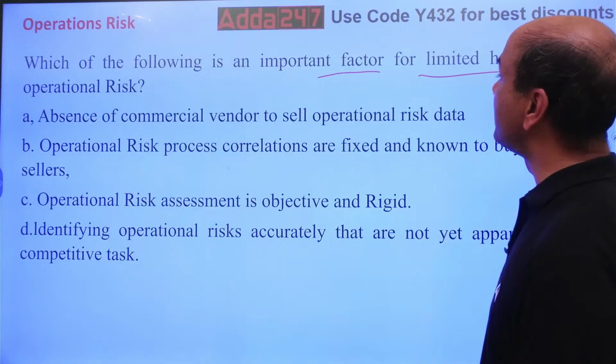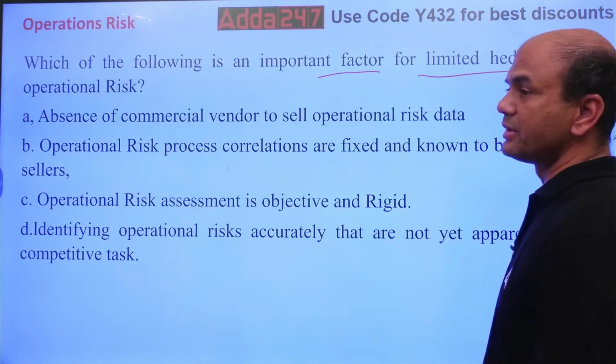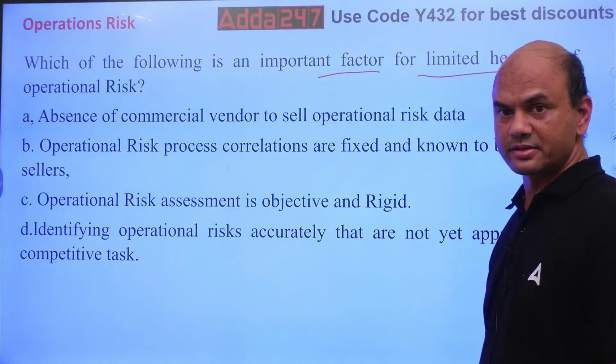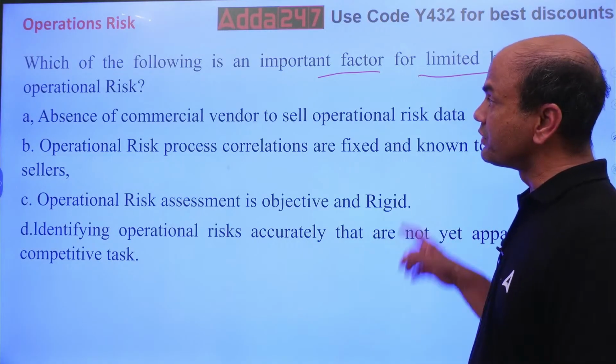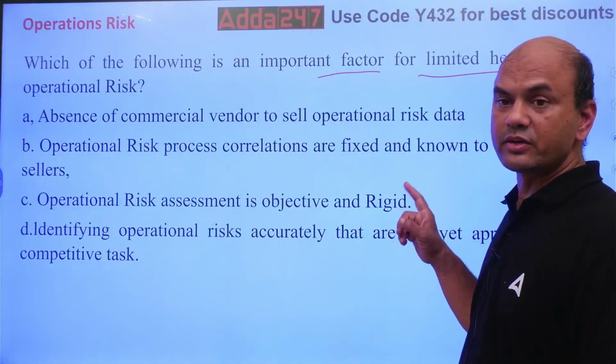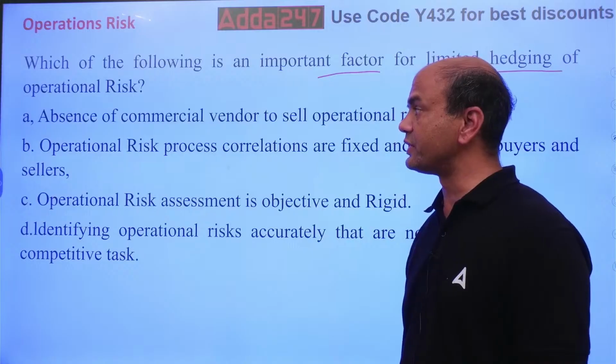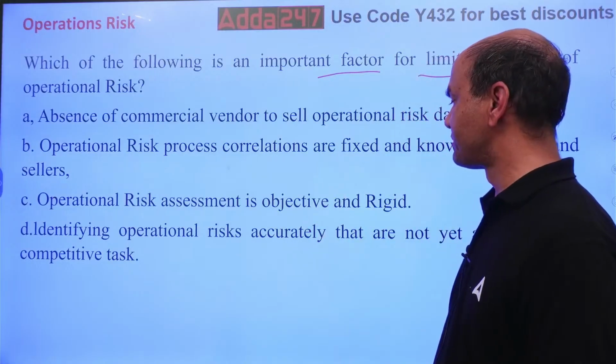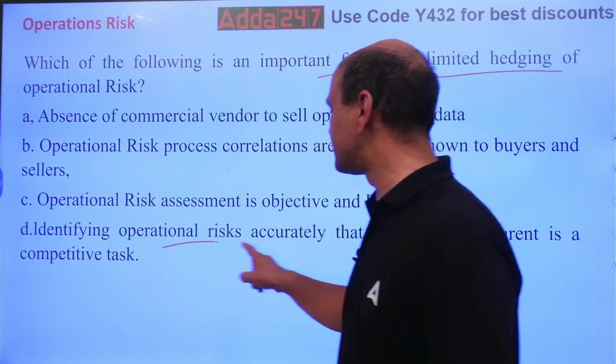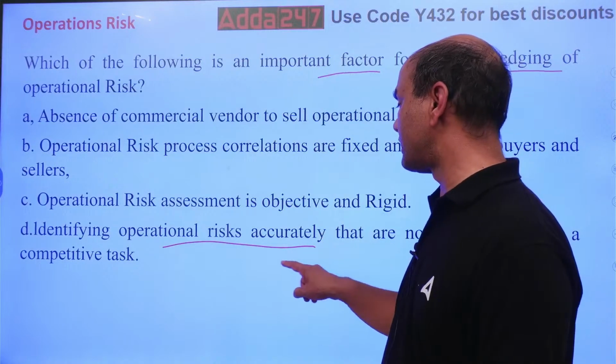So which of them is an important factor for limited hedging? Limited hedging means controlled hedging. Which will affect your hedging of operations risk or limiting of operations risk? Which will help? Identifying operations risk accurately. This is correct. So this is true.